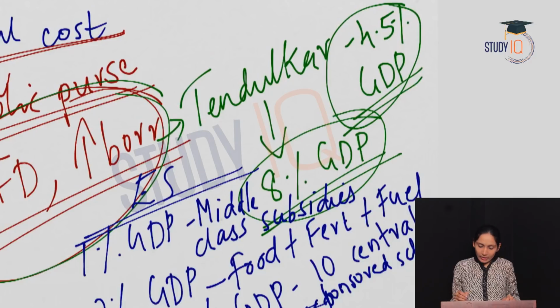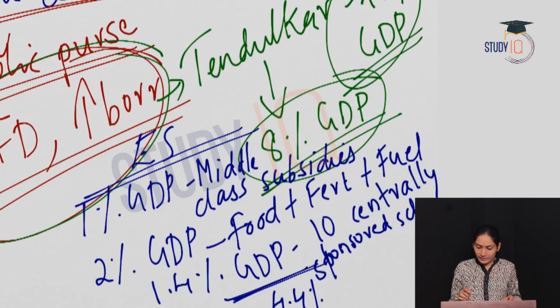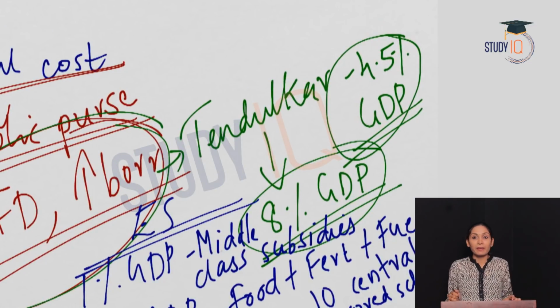But practically it would be around 8%. The Tendulkar Committee recommended that the government can spend 4.5% of its GDP for the universal basic income if it has to adopt it by compromising on other subsidies. Like, according to the Economic Survey, we said that 1% of the GDP is spent for middle class subsidies, 2% of the GDP is spent for food, fuel and fertilizer subsidies, and around 1.4% of the GDP is spent for top 10 centrally sponsored schemes, which would altogether amount to 4.4%. And according to the Tendulkar Committee reports, around 4.5% of the GDP is what is required for the implementation of the universal basic income in India.